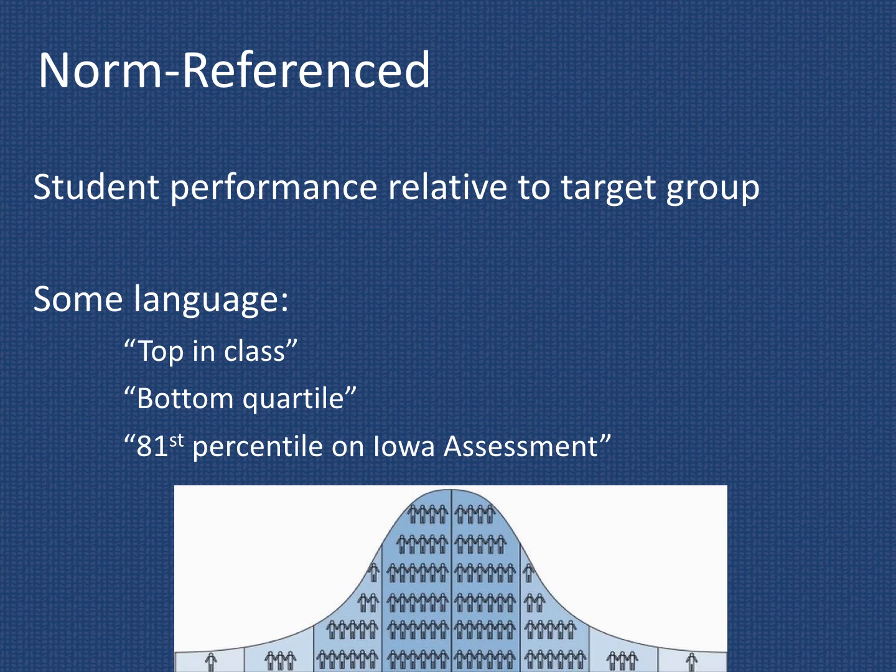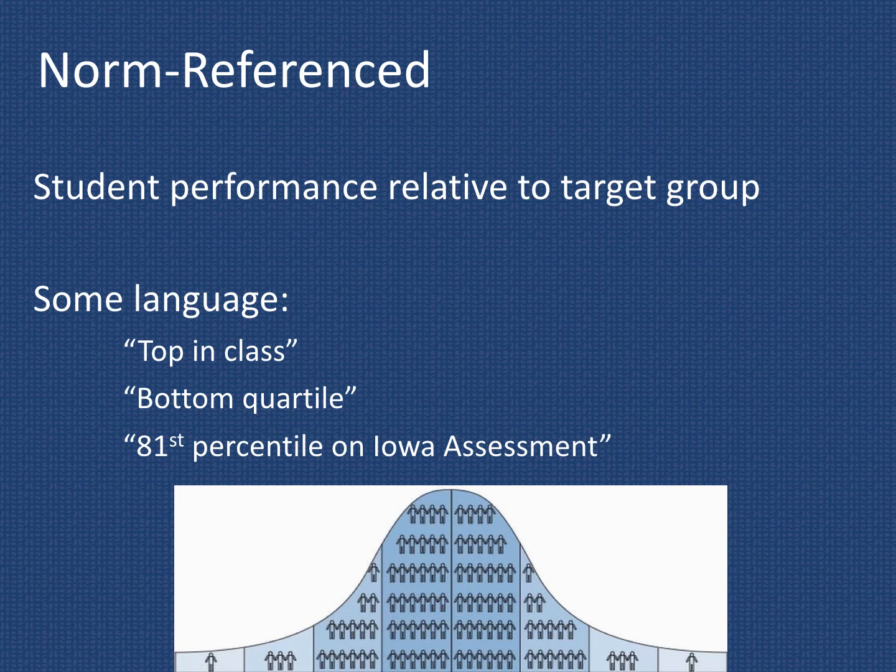Norm reference comparisons make comparisons to others. We see here a normal curve. Each individual in the curve is represented, with most individuals represented in the middle to a bit in the extension of the curve. So when we make comparisons to the normal curve, we're really looking at the learners compared to a target group or a relative target group. So some language we can use when we talk about norm referenced assessments are in the top of the class, in the bottom quartile, at the 81st percentile on Iowa assessments. These are all norm reference types of assessments.